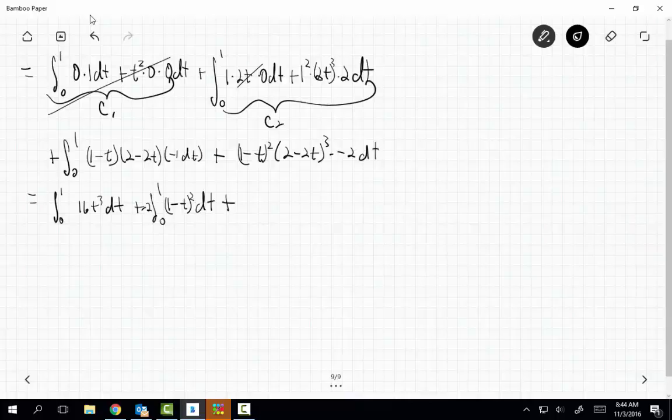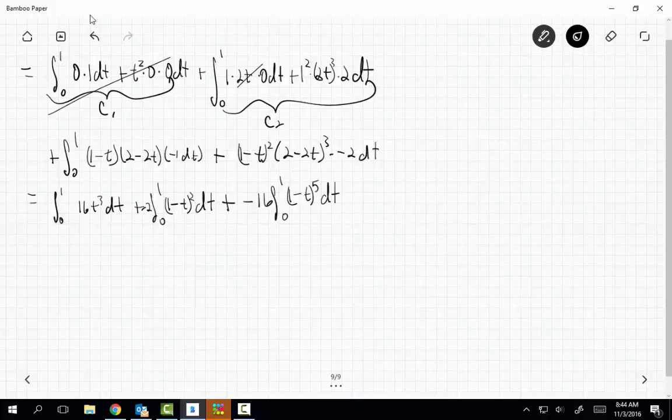Plus, now this one's a little trickier. I'm going to pull the 2 out, but it's got to be cubed to give me an 8. So I get plus negative 16, because that 8 times that negative 2 gives me that, times the integral from 0 to 1 of 1 minus t to the 5th dt.